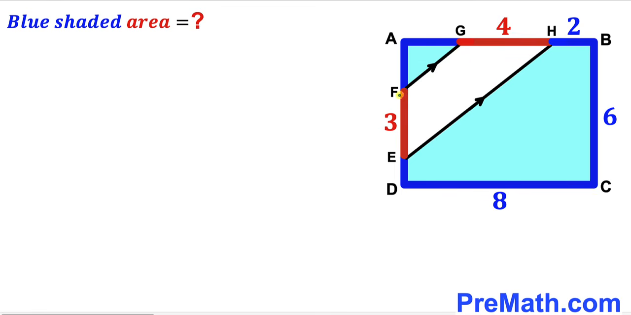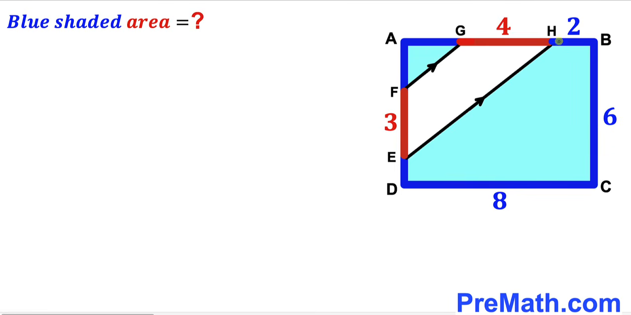We have got this rectangle ABCD along with these two parallel lines FG and EH, as you can see in the given diagram. As a result, we end up with this blue shaded region, and this whole blue shaded region. Moreover, the length of this rectangle is 8 units, whereas the width is 6 units.